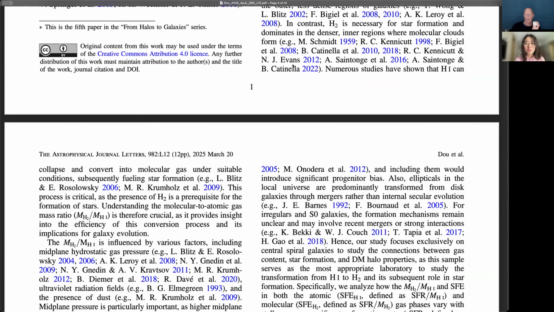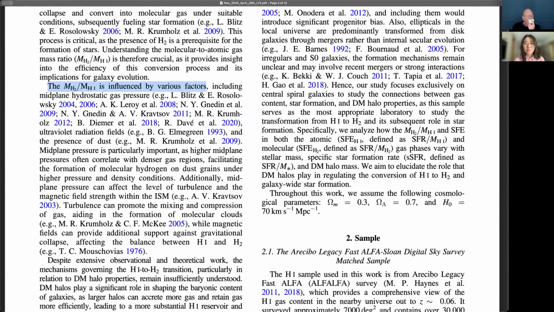And this ratio is found to be influenced by many physical factors, and one of the most important is the mid-plane gas pressure. The higher gas pressure will compress the gas, increase the gas surface density, and accelerate the transformation from H1 to H2.